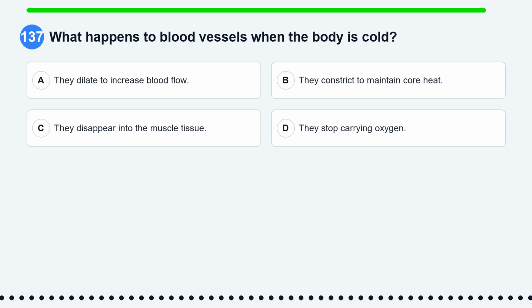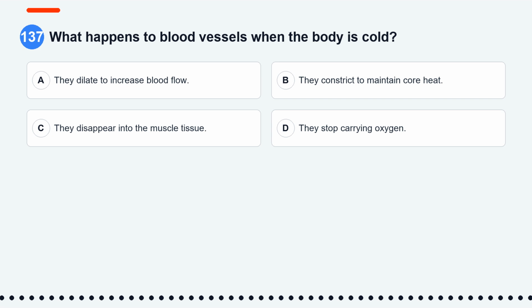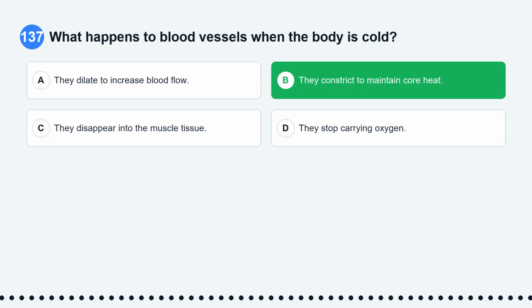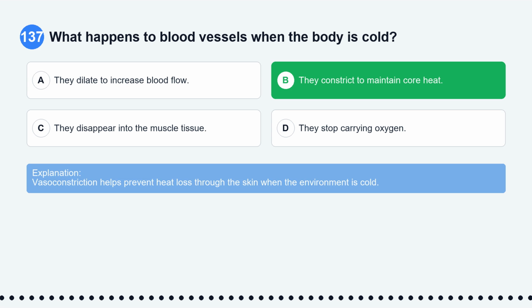Question 137. What happens to blood vessels when the body is cold? Option A. They dilate to increase blood flow. Option B. They constrict to maintain core heat. Option C. They disappear into the muscle tissue. Option D. They stop carrying oxygen. The correct answer is option B. They constrict to maintain core heat. Vasoconstriction helps prevent heat loss through the skin when the environment is cold.